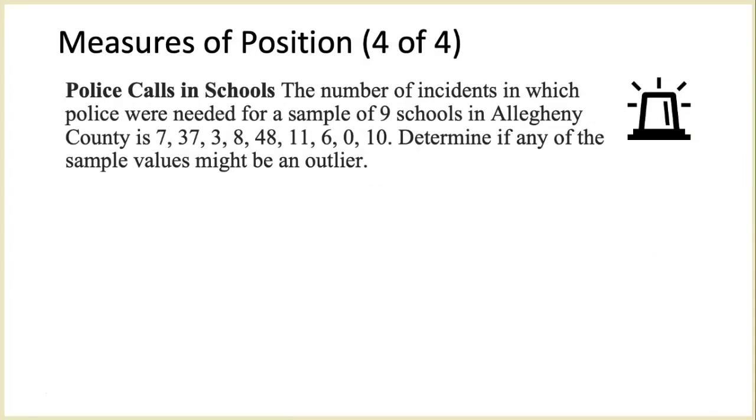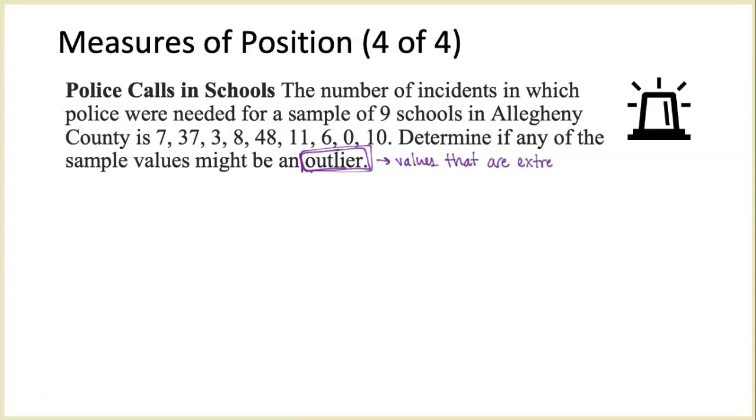Now the last thing that we want to be able to do as we talk about position is determine what an outlier is. And in this problem, it says the number of incidents in which police were needed for a sample of 9 schools in a county are these values, in order to determine if any sample values might be an outlier. So when we talk about position, an outlier is just a number that's extremely large or extremely small compared to the rest of the data set. Right, that's the basic definition of an outlier.